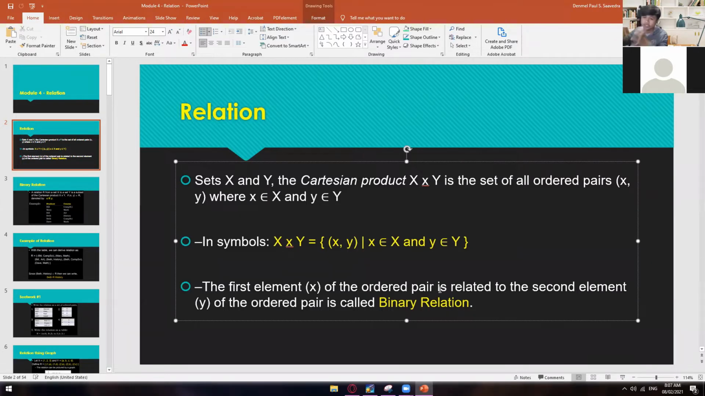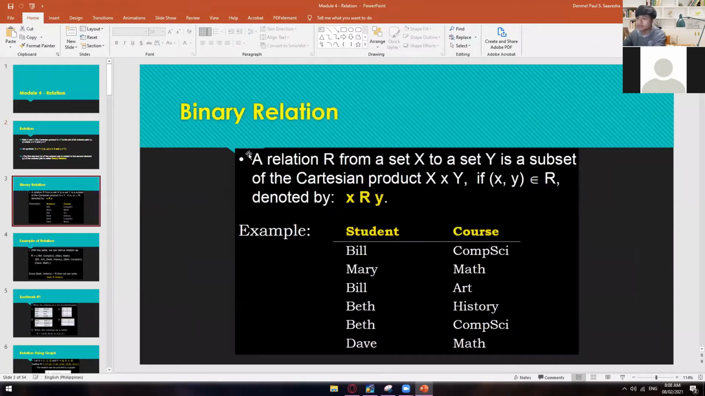Each set having a first coordinate and a second coordinate, we call that a binary relation. From the word binary, we have two coordinates or two elements in that relation. All right, so what is this binary relation? A relation R from a set X to a set Y is a subset of the Cartesian product X times Y, if the element (x, y) is an element of R. You can denote this as xRy. This xRy is the same as saying (x, y) is an element of R.